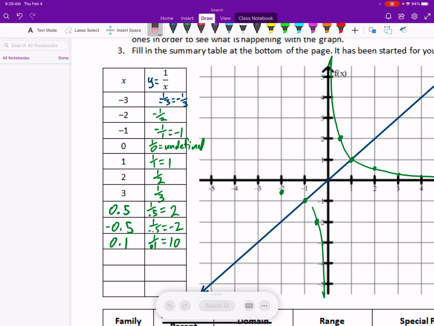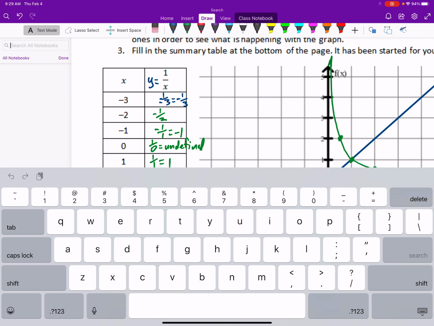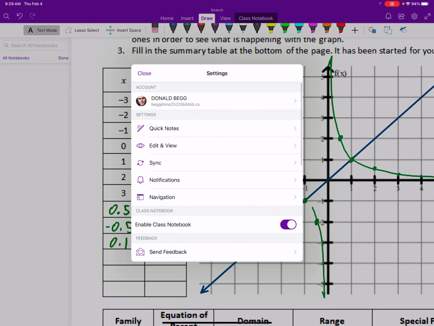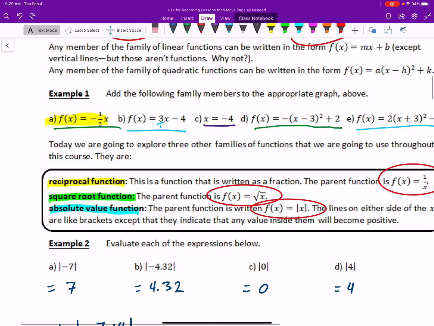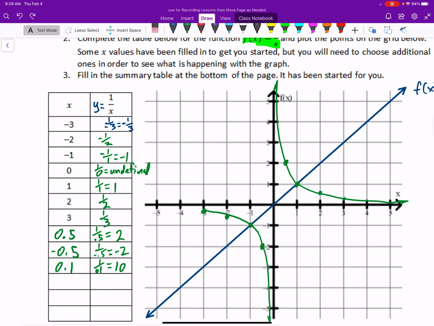Sorry, my iPad is acting up on me. My goodness. Just a second. All right.